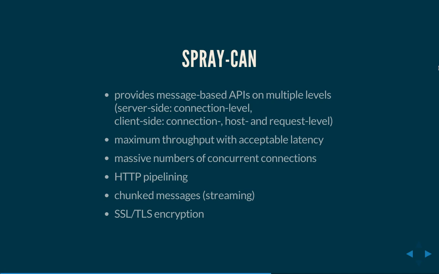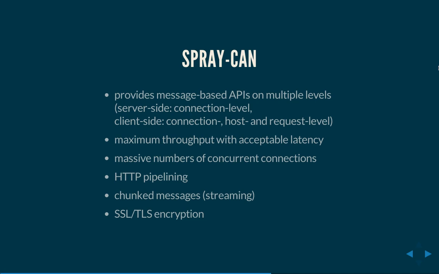The guiding principle for this low-level HTTP layer has been maximum throughput with acceptable latency, which is what we are striving for on all layers, because this gives you the best performance. So it's not so much about minimizing latency, it's maximizing throughput and just trading off latency as far as it is acceptable. It's built to support massive numbers of concurrent connections, either on the client or on the server side. So there's no reason why your Spray application shouldn't be able to handle 100,000 concurrent connections if you have enough memory and if you have your OS configured in a way that actually gives you that number of file handles, for example.